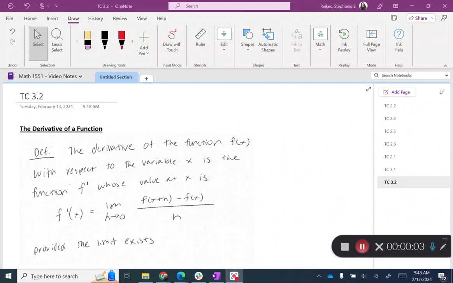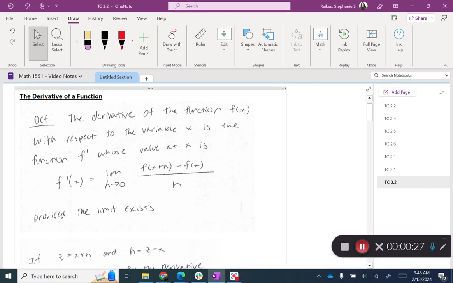In this video, I'll go over the derivative of a function. Let's start with the definition. The derivative of the function f of x with respect to the variable x is the function f prime whose value at x is f prime of x is equal to the limit as h approaches 0 of f of x plus h minus f of x all over h, provided the limit exists.